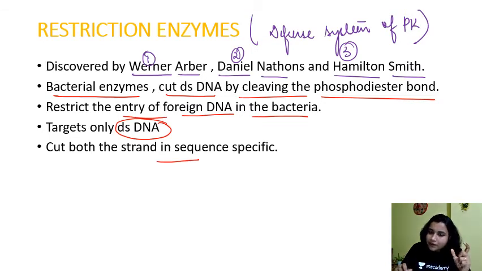Right, so what we have seen in restriction enzymes is that 3 scientists were involved in their development: Werner Arber, Daniel Nathans, and Hamilton Smith. These are basically the defense systems of prokaryotes. So bacterial enzymes cut double-stranded DNA by cleaving the phosphodiester bond. It restricts the entry of foreign DNA molecules, and it can cleave or cut both the strands.